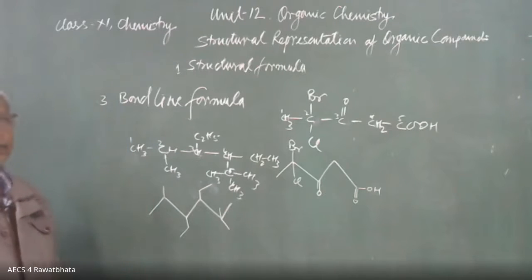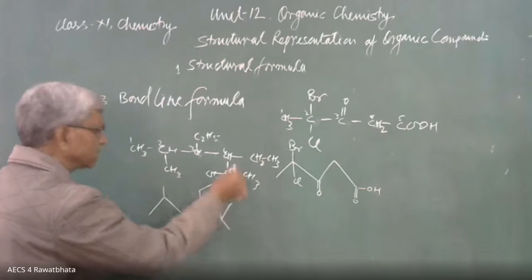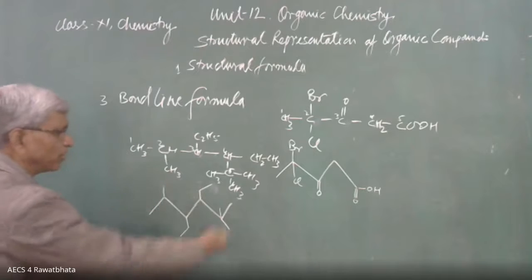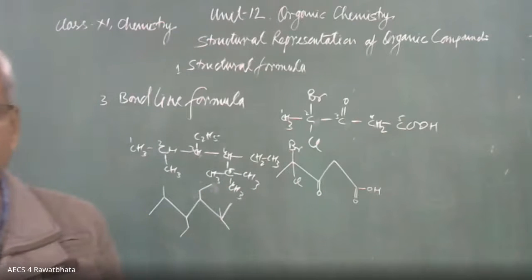We can make a straight line. We can make it any way. And the 6th carbon is like this. This is the bond line formula of this compound. This is the way to write.